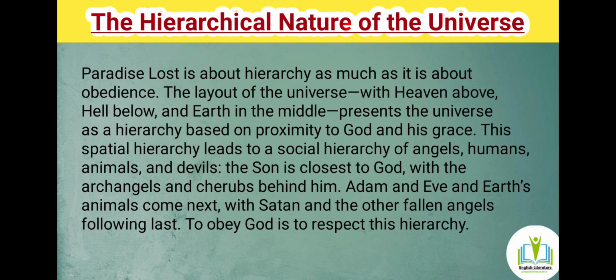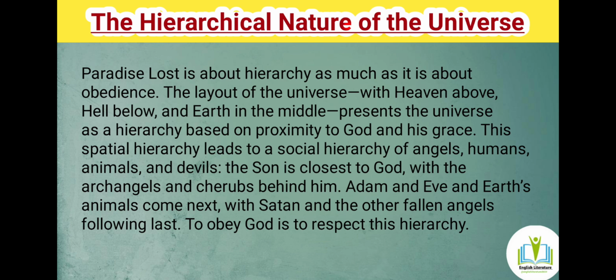The second theme is the hierarchical nature of the universe. Paradise Lost is about hierarchy as much as it's about obedience. The layout of the universe, with heaven above, hell below, and earth in the middle, presents the universe as a hierarchy based on proximity to God and his grace. This spatial hierarchy leads to a social hierarchy of angels, humans, animals, and devils. The Son is closest to God, with the archangels and cherubim behind him. Adam and Eve and Earth's animals come next, with Satan and the other fallen angels following last.